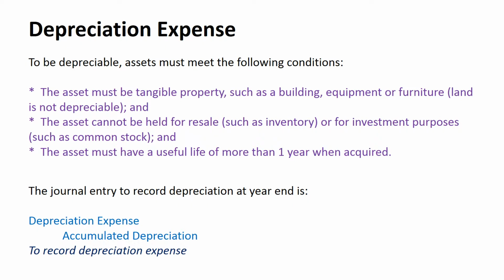The journal entry to record depreciation at year end is debit depreciation expense, credit accumulated depreciation to record depreciation expense.